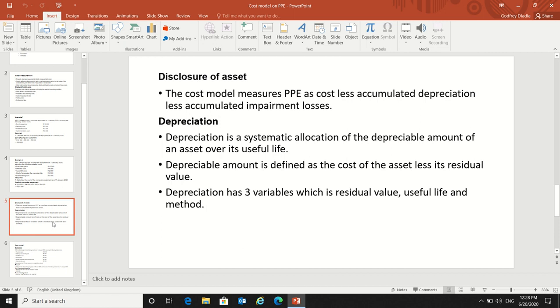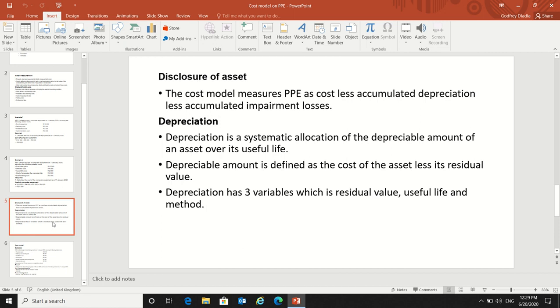Now, that is how you disclose it. It's cost less accumulated depreciation. Now, what is depreciation? We call it a systematic allocation. Why do we call it systematic allocation? Because you apportion it systematically over the years. For example, if you've got a car that you believe you can use for 5 years, you will take a decision that your depreciation is 20%, because you've looked at it over 5 years. Systematic, right? And so it's a systematic allocation of the depreciable amount of an asset over its useful life, right?